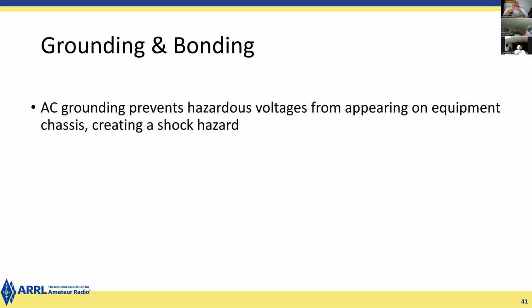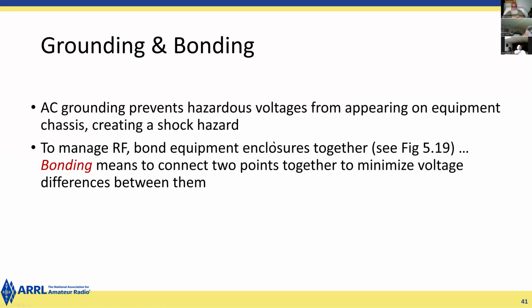Grounding and bonding. There are a couple of reasons you want to do this, and we will go into this again in the safety chapter. AC grounding prevents hazardous voltages from appearing on equipment chassis, and even 12 volts can be dangerous if there's enough current behind it. And also to keep RF from circulating where it doesn't belong.